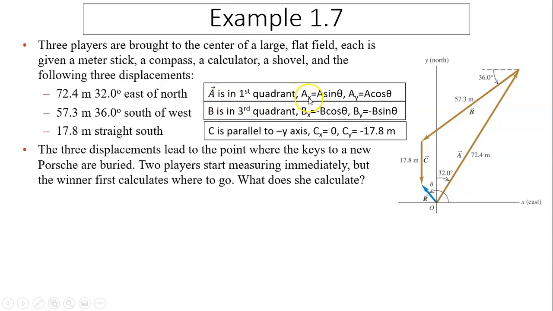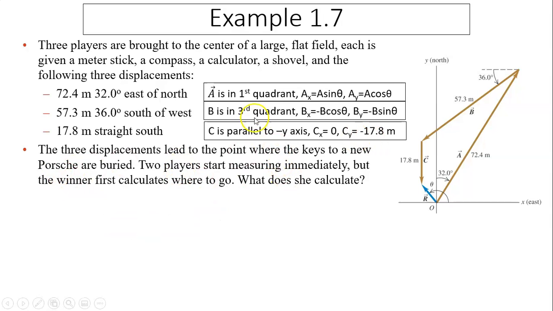A is in the first quadrant, so we know AX equals A sine theta, because theta is given to you with the Y component. So X is the opposite, that's why it's sine. Y is adjacent, that's why AY is A cosine theta. Vector B is in the third quadrant, so both X and Y should be negative. Since the angle is with the X axis, BX is negative B cosine theta and BY is negative B sine theta. C, on the other hand, is parallel to the negative Y axis, so C has no X component and the Y component should be negative.